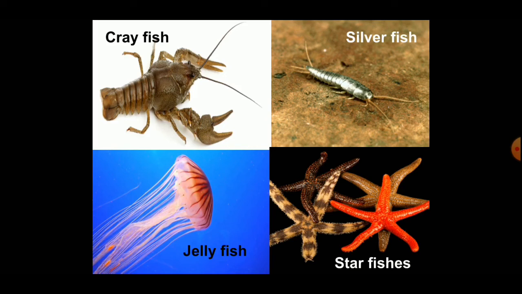Crayfish and silverfish belong to a separate phylum. Jellyfish belongs to a separate phylum, Coelenterata. Starfish belong to phylum Echinodermata. Crayfish and silverfish belong to phylum Arthropoda. These are invertebrates. They belong to different phyla, but they are named silverfish, crayfish, jellyfish, starfish. They do not possess gills. They are not vertebrates. These do not have fins. So, to overcome such confusion, scientific names are given to organisms.